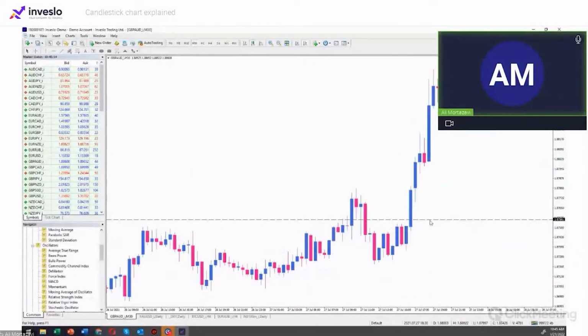But it's better to use all of these candlesticks in conjunction with other technical analysis tools and price action.